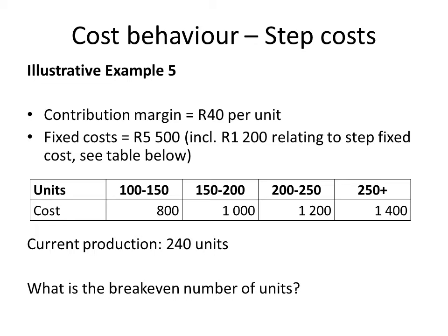Now let's look at step costs. In this example, we give the contribution of 40 Rand per unit, and then fixed costs of 5,500 Rand. Included in the 5,500 is 1,200 relating to a step fixed cost. In the table below, they give you the number of units for each step up or range, and then the cost relating to the number of units. At the current production of 240 units, we fall in this range, 200 to 250. So that's where that 1,200 comes from. And remember, that's included in the 5,500. So what is the break-even number of units?